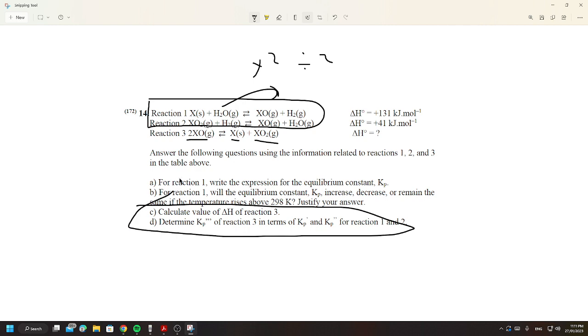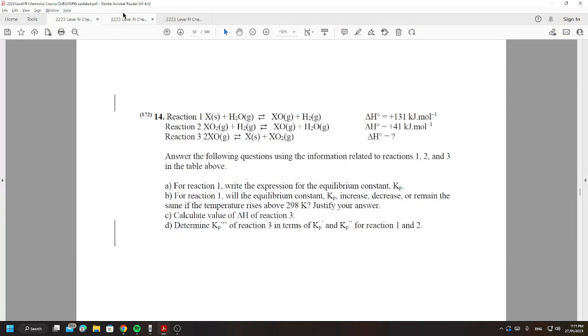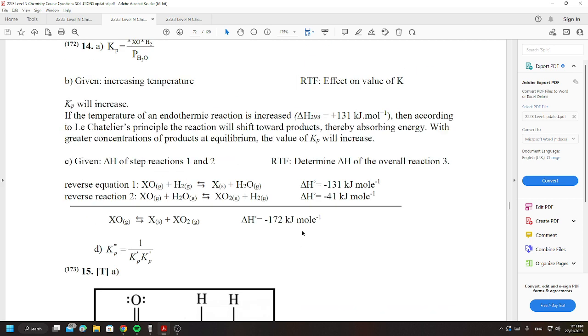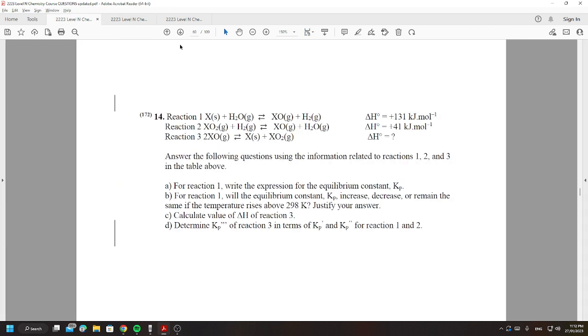I don't know how to do part C and D. Sorry guys. I'm just going to show you what the marking scheme says. And yeah. Okay, here it's pretty simple. You just reverse equation 1 and equation 2. Actually, yeah, that's easy once I do that.